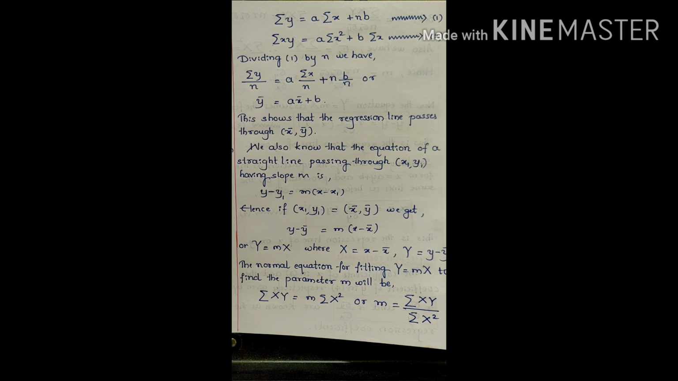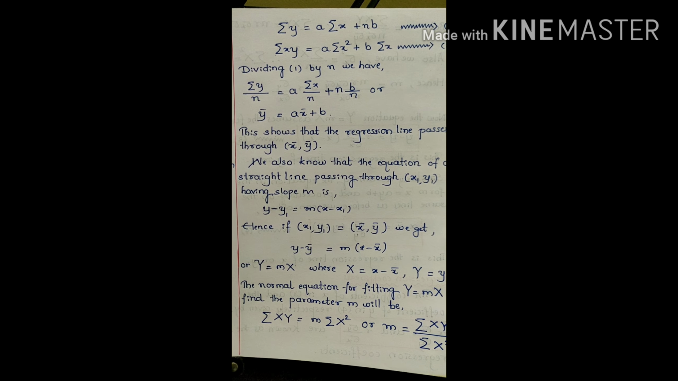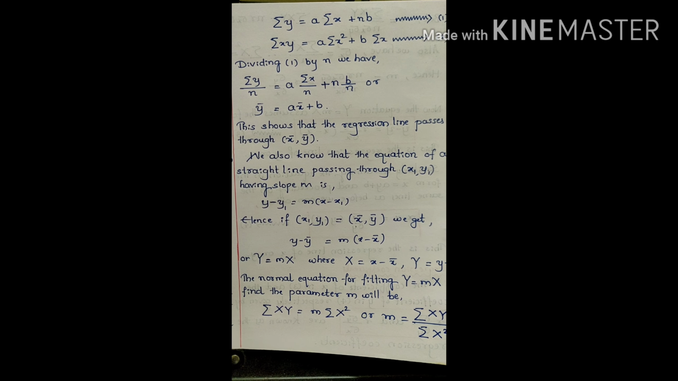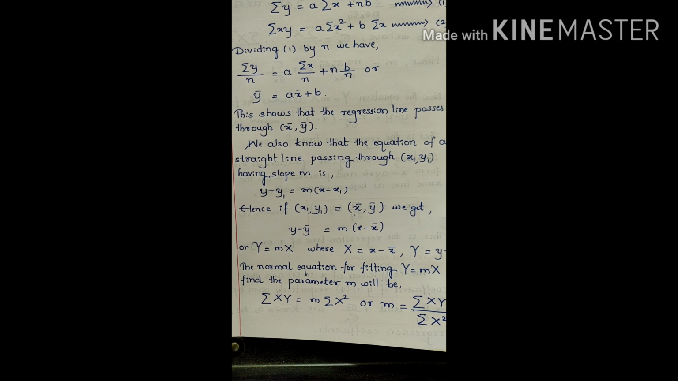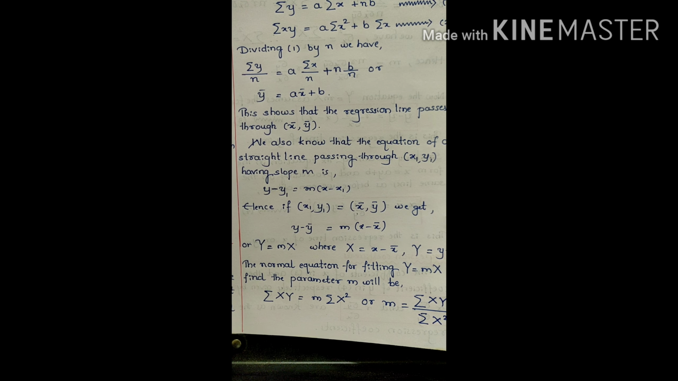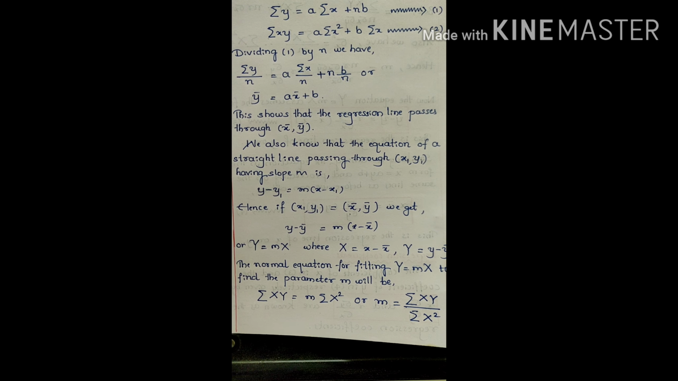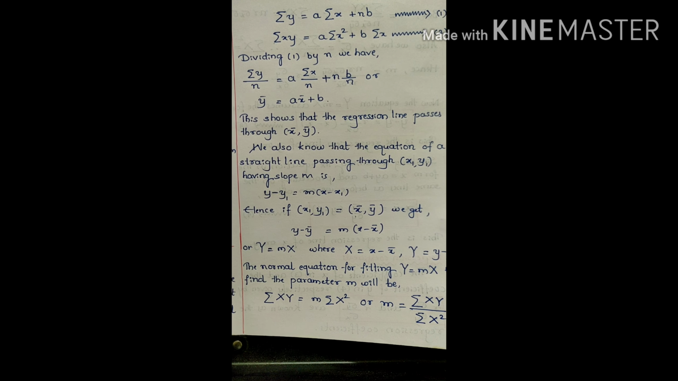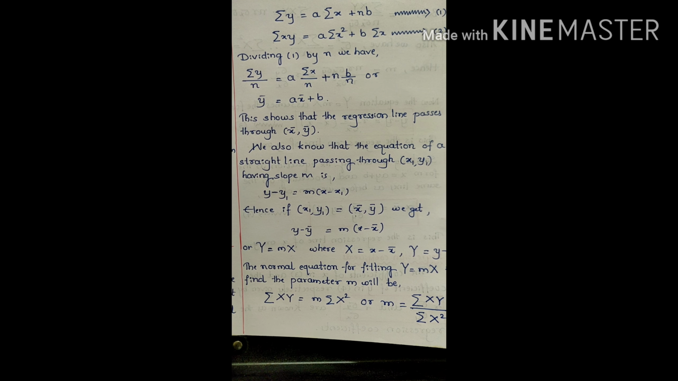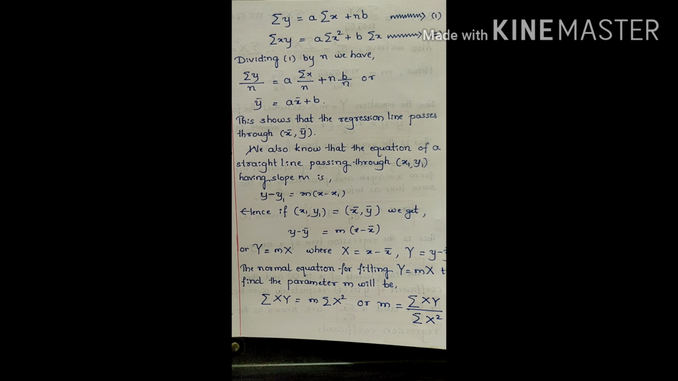Dividing equation 1 by n, what will we get? We get summation of y by n equal to a into summation of x by n plus n into b by n. Summation of y by n is the mean, so y bar equal to a into x bar plus b. What does it show? Again we got a straight line equation in terms of x bar and y bar. So this is a regression line passing through x bar, y bar.